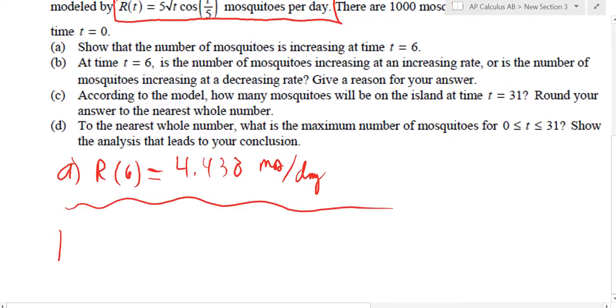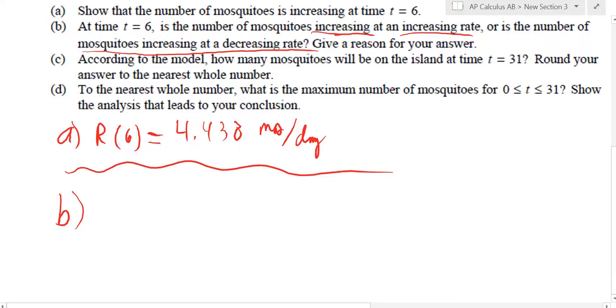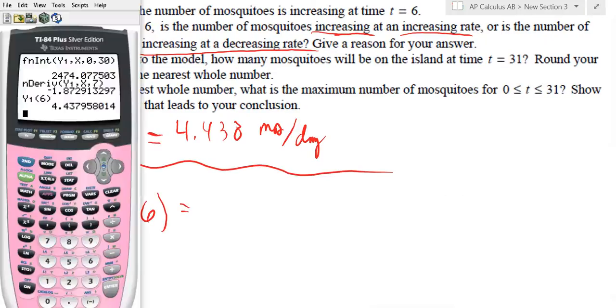I'm kind of skipping it. B says, show that it's increasing, which we know already, at an increasing rate or a decreasing rate. Okay? And we say that just means you got to check really the second derivative of the amount of mosquitoes. But since R is the first derivative of the amount of mosquitoes, then we just need to check R prime of 6.